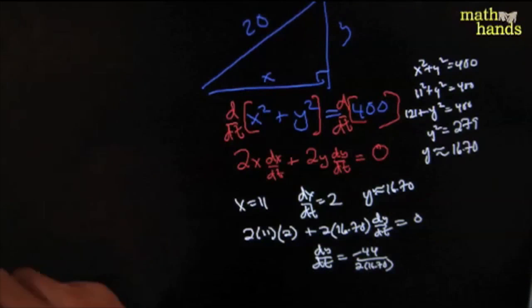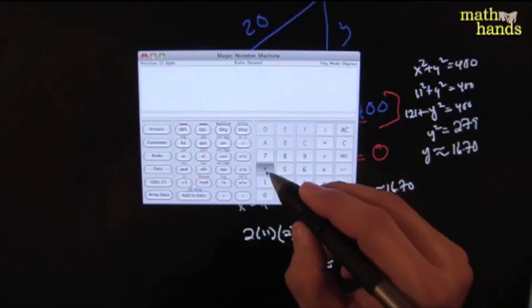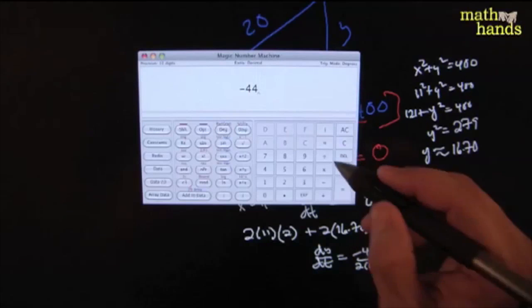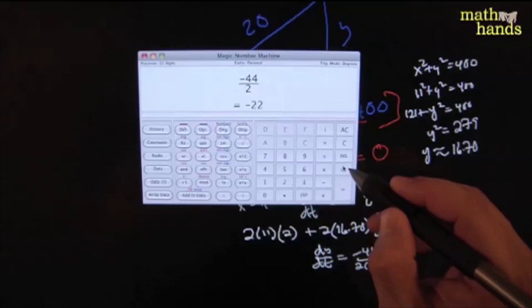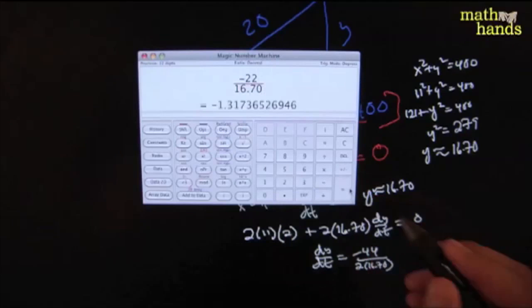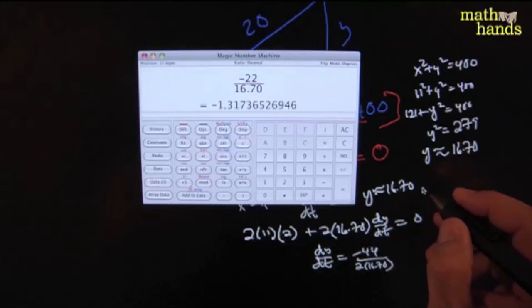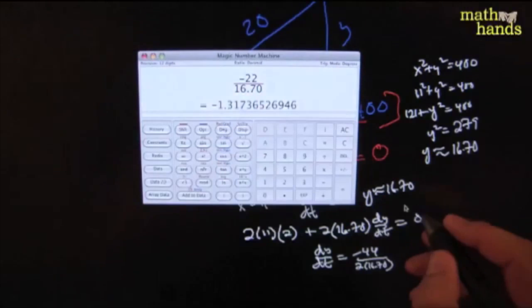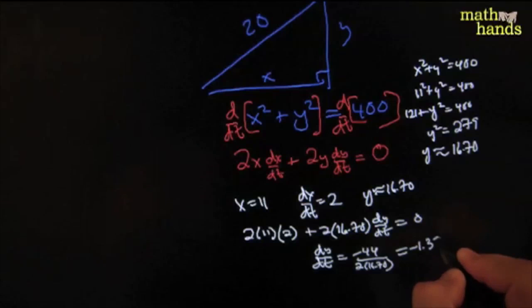So here's what we do. We pull out our little calculator here and we clear everything. You go 44. That's a negative 44. Divided by 2. And whatever you get, you divide it by 16.70. And what do we get? Negative 1.3. I'll round off, negative 1.32. So this is equal to negative 1.32.